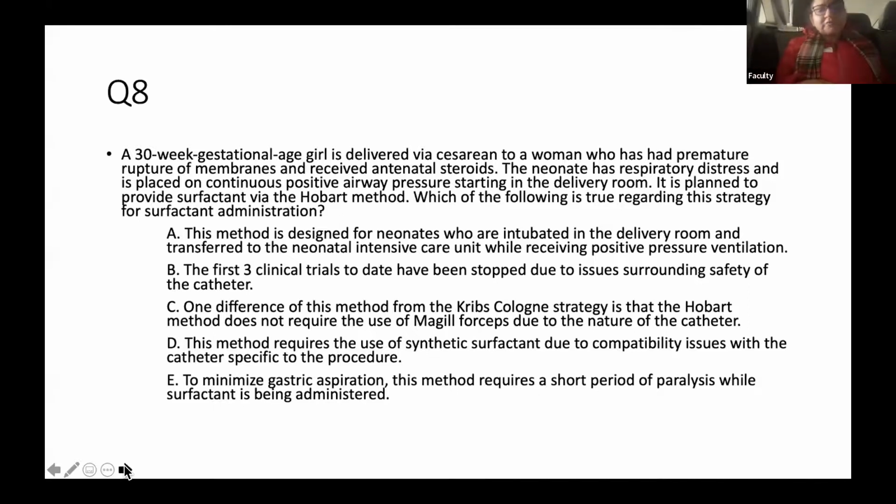B, the first 3 clinical trials to date have been stopped due to issues surrounding the safety of the catheter. C, one difference of this method from the Cricks-Colon strategy is that the Hobart method does not require the use of McGill forceps due to the nature of the catheter. D, this method requires the use of synthetic surfactant due to compatibility issues with the catheter specific to the procedure. And E, to minimize gastric aspiration, this method requires a short period of paralysis while surfactant is being administered.